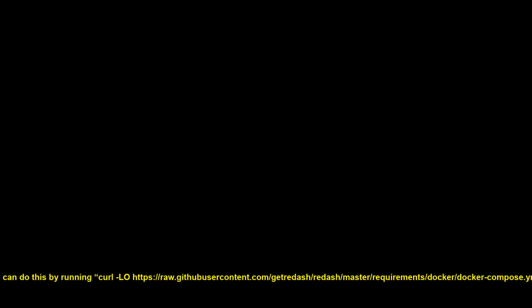Next, download the official Redash Docker Compose file. You can do this by running curl -o https://raw.githubusercontent.com/getredash/redash. After that, create a .env file by copying the sample configuration. Run cp .env.sample .env to set up the initial environment variables.